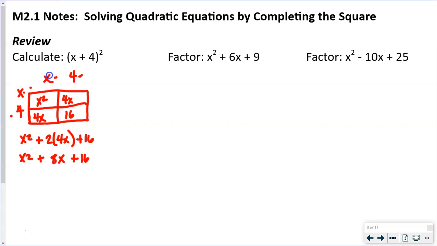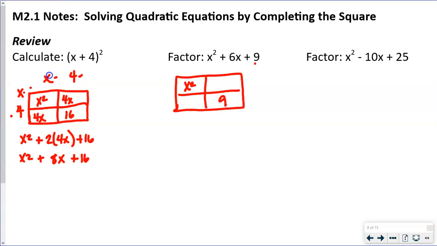So when we factor this over here, we're going to use, again, our box method. Really, we call it the reverse box method. So again, I'm going to create my box, and I'm going to put my first term in the top left box, my last term in my bottom right box.